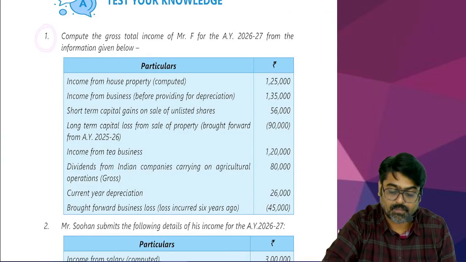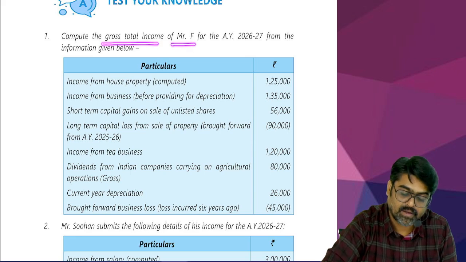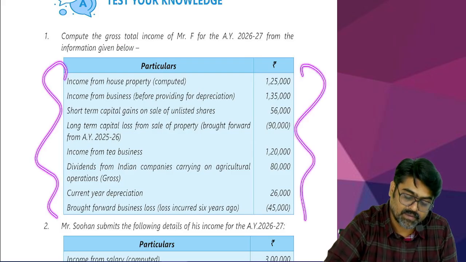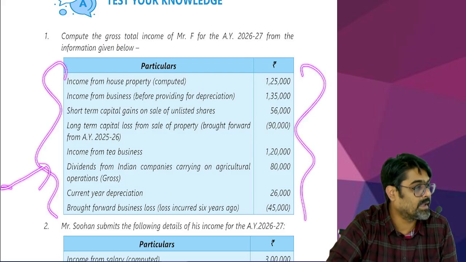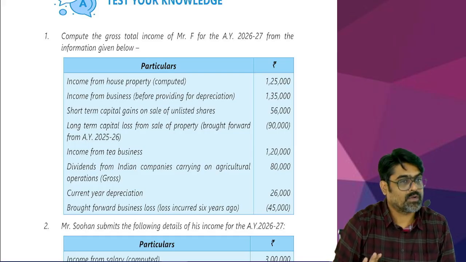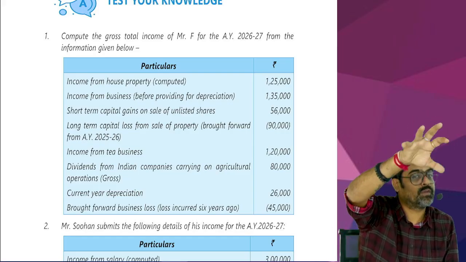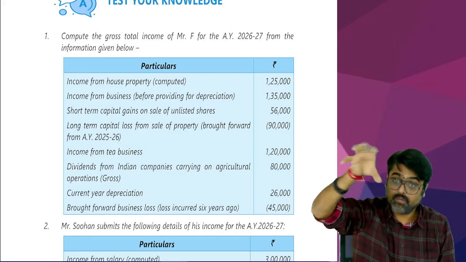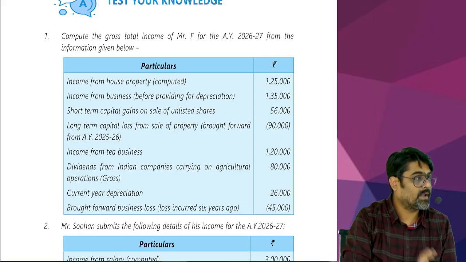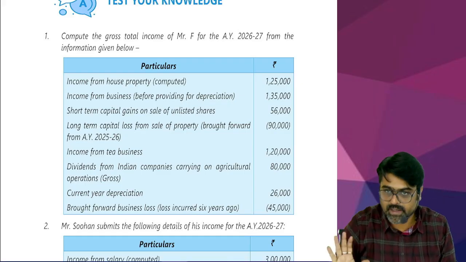Come on. Compute the GTI of Mr. F from the information given below. Based on this information, you are supposed to calculate the GTI. But while calculating GTI, headwise things are to be done. First, if any loss is there in the head, adjust that loss within the head, calculate the income of the head. Headwise calculation you will do. First finish salary head, then finish house property, then finish PGBP, then finish capital. One by one you finish the heads.